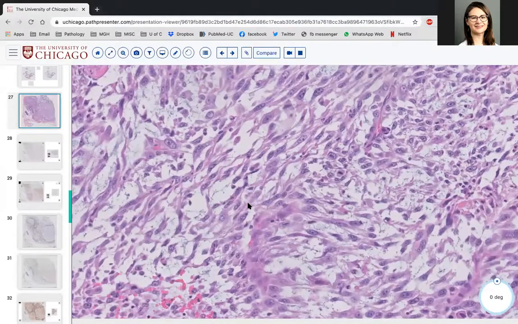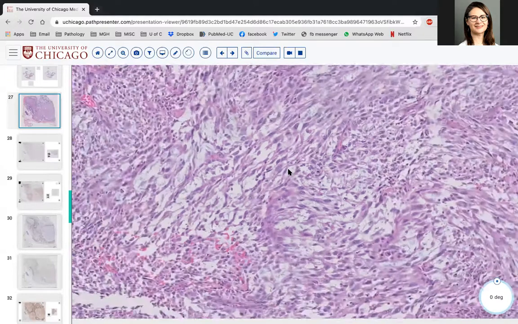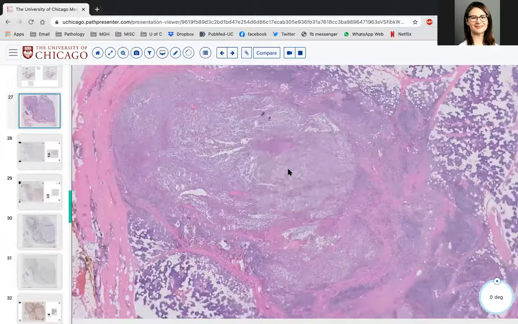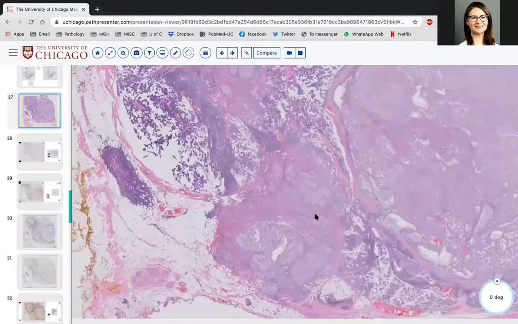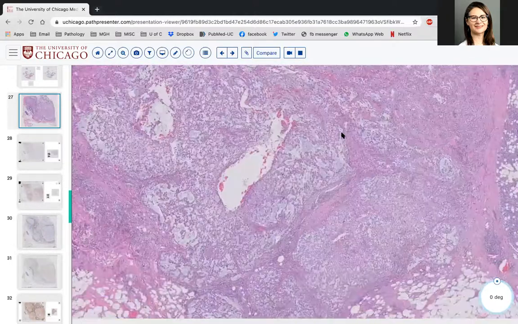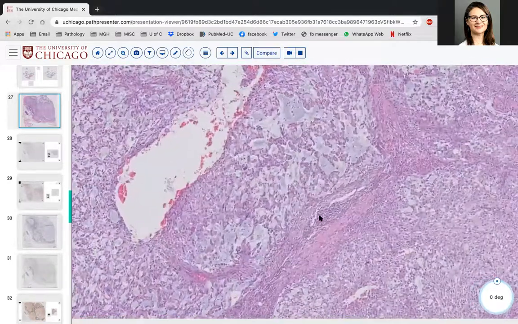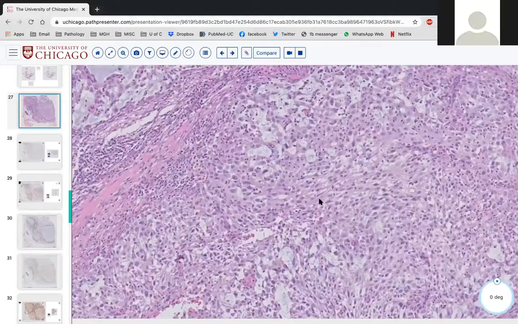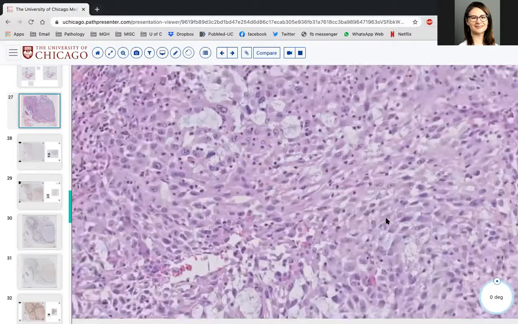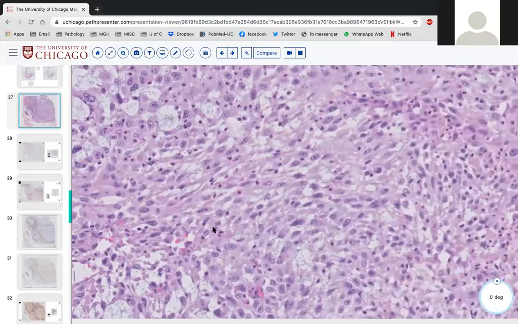salivary glands can be very spindly and or very epithelioid that this profile would fit for? Tom's got it already in the chat. I mentioned before. Myoepithelial carcinoma.